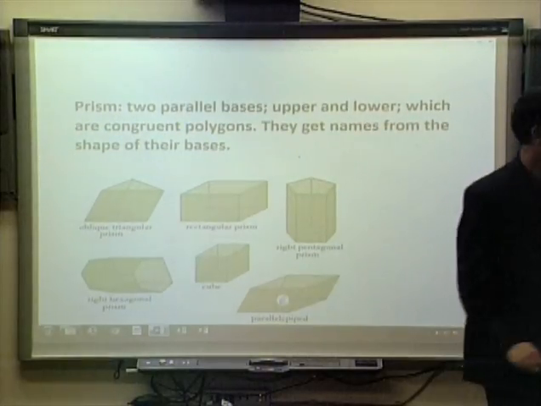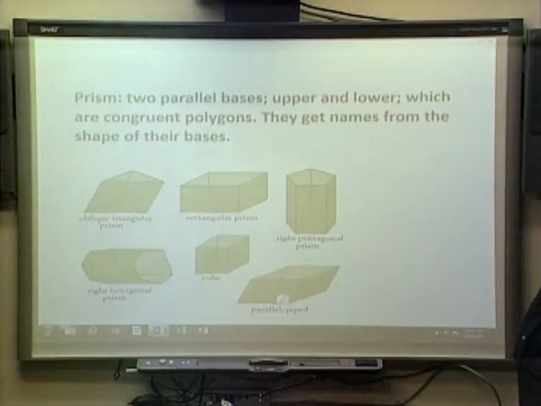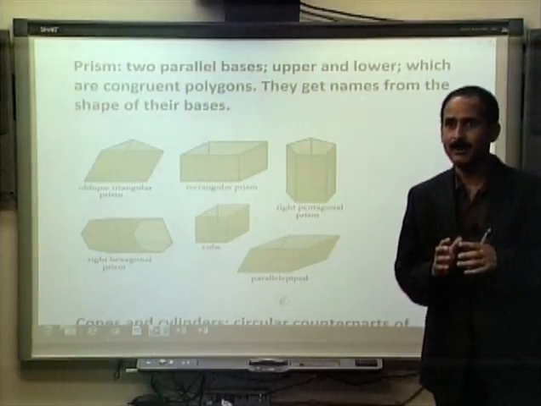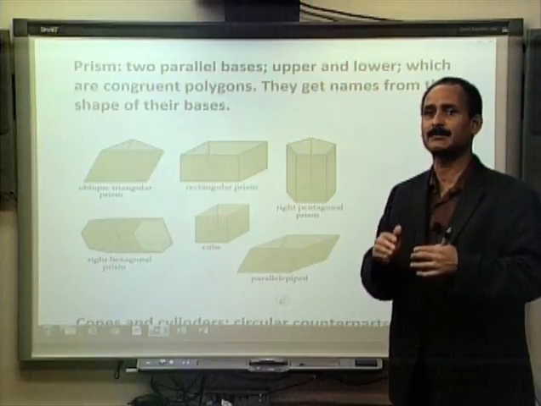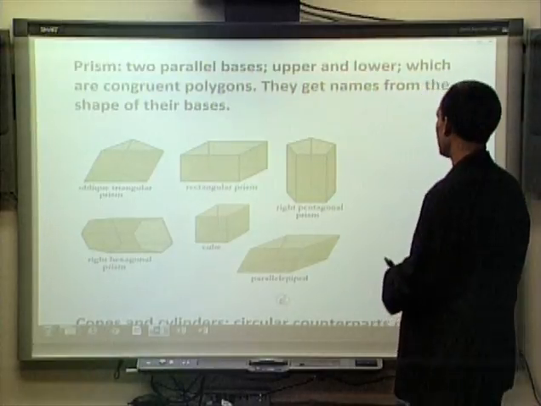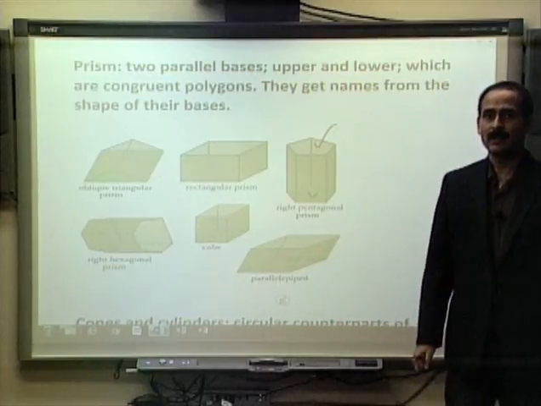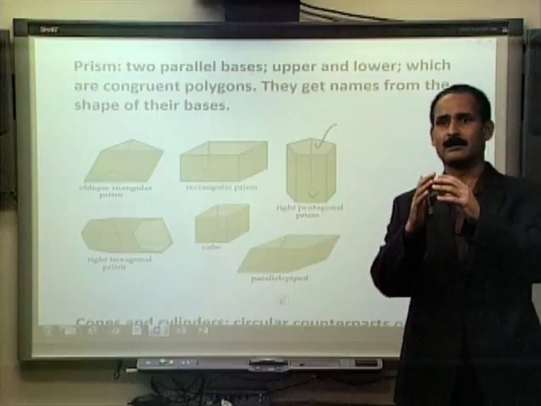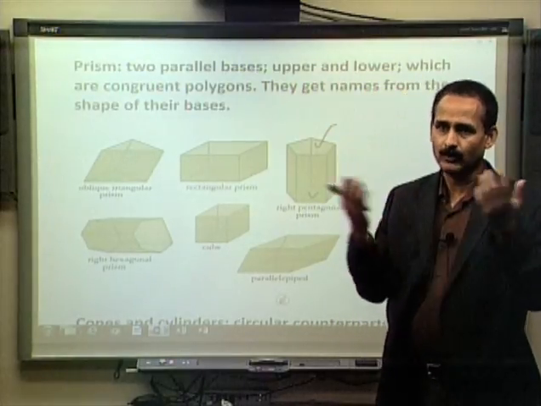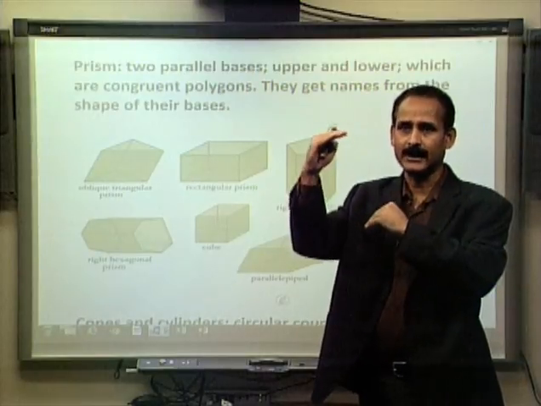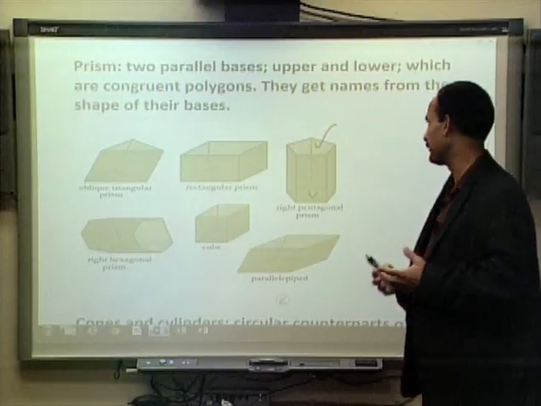Prisms are almost similar to pyramids, except they will have two bases. Remember, for pyramids we have only one base. One of them we call the upper base. This is the upper base, and we have a lower base here, and the two bases are congruent. They are the same. We already know what we mean by congruent. The two bases are the same, and they get the name again based on the shape of the base.